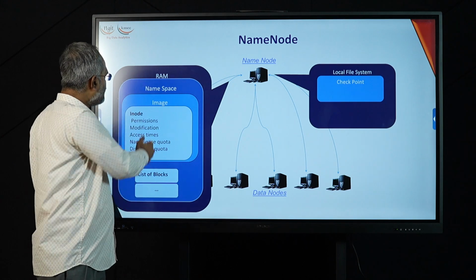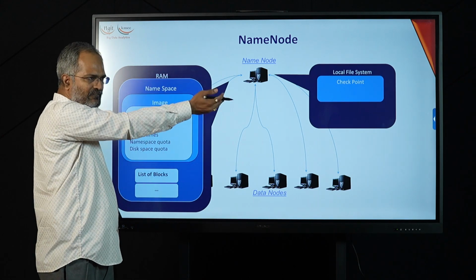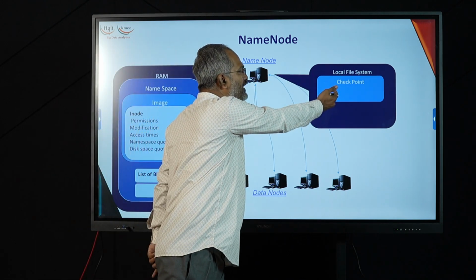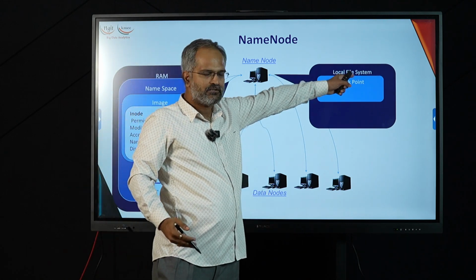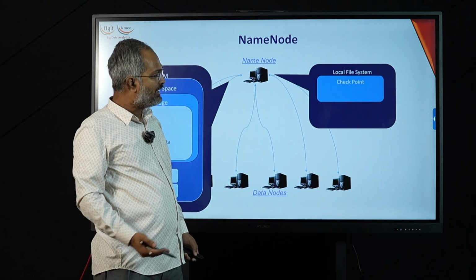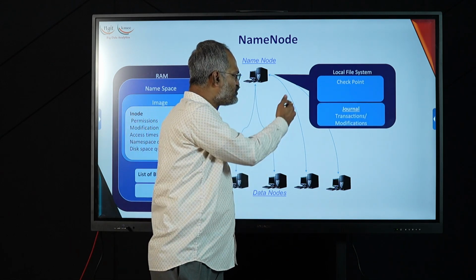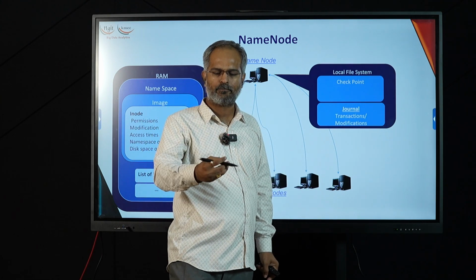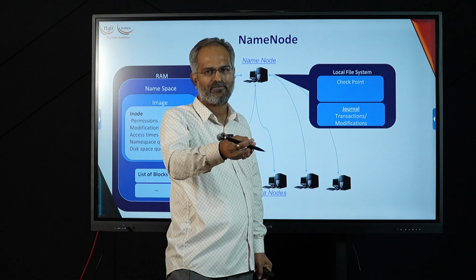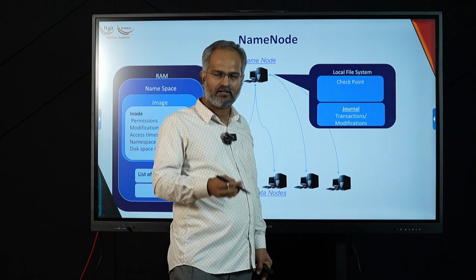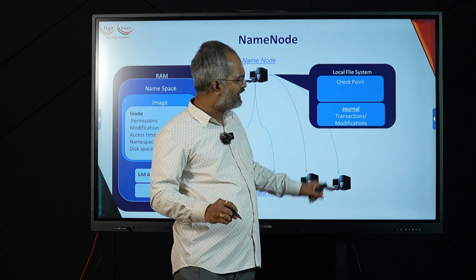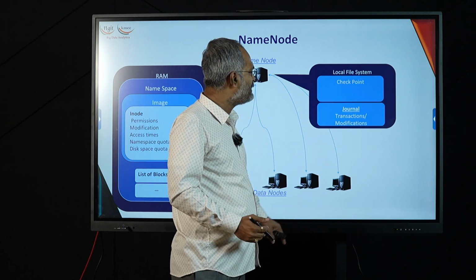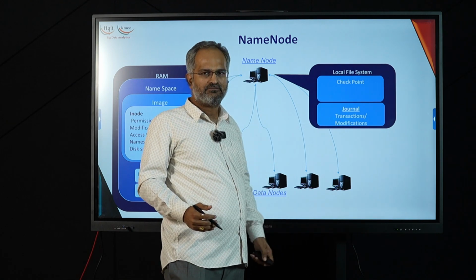Because of that reason, we have to maintain this image in the persistent state, in permanent storage. So the image can be stored in the form of the checkpoint in the persistent state in the local file system of the name node. Along with this checkpoint, it will maintain the journal also. Journal means the transactions or modifications. For example, if you upload some file, that transaction will be created. If you delete a file, another transaction will be added. Like this, each and every transaction will be recorded in the journal.